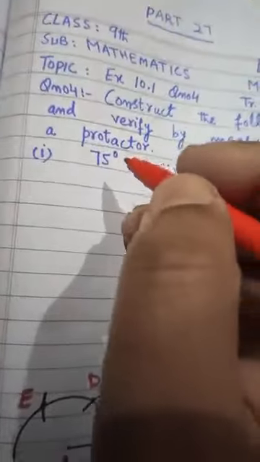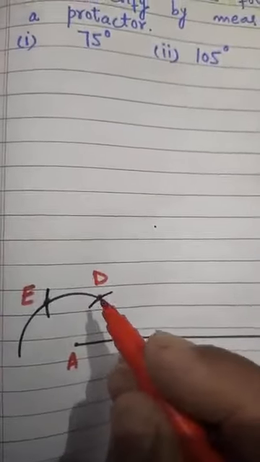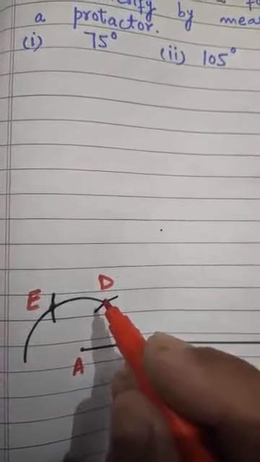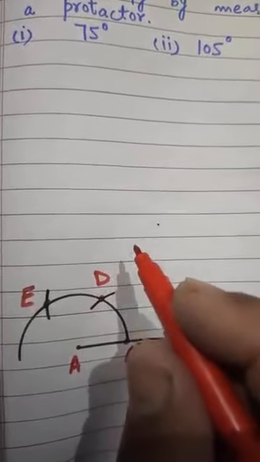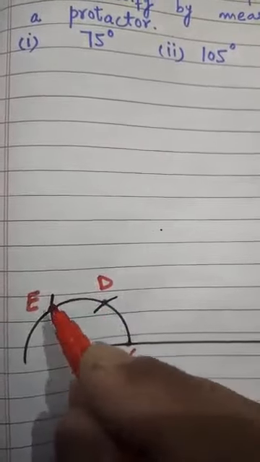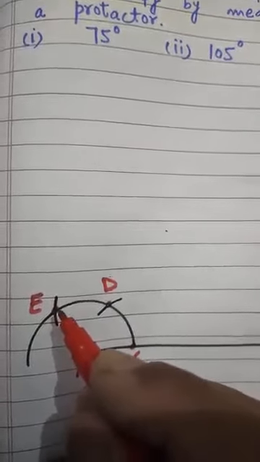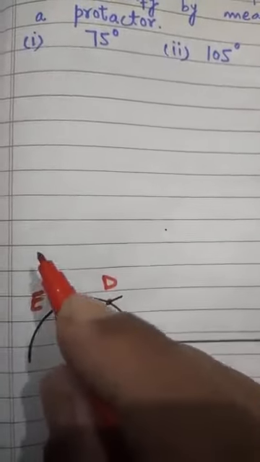To construct a 75 degree angle, we need 90 degree and 60 degree. 60 degree is available for us: we simply join point A and point D. But where is the 90 degree angle? For that, we have drawn another arc, and we have got point E. If we join point A with E, we will get 120 degree.